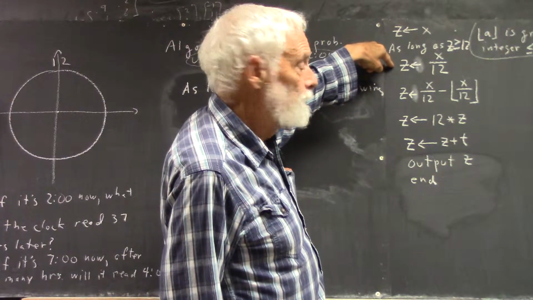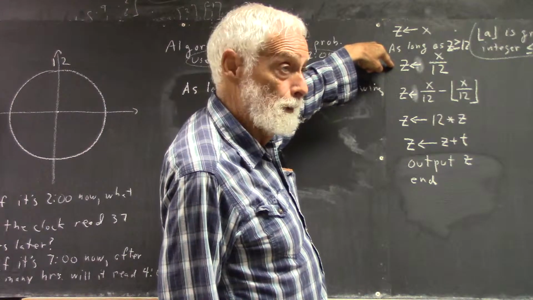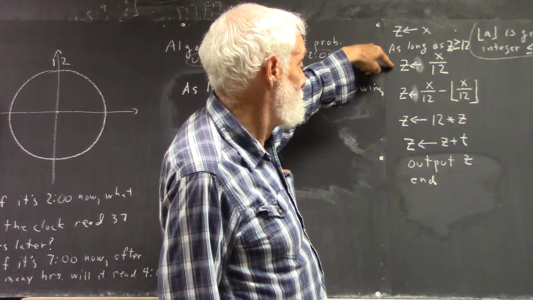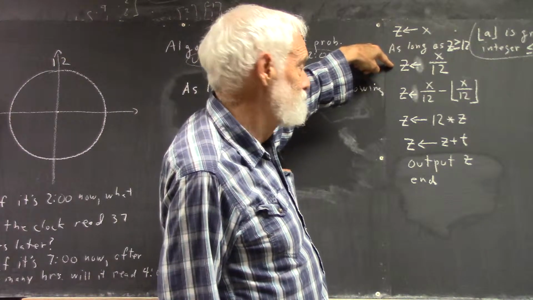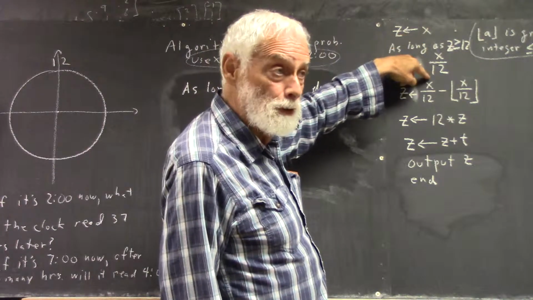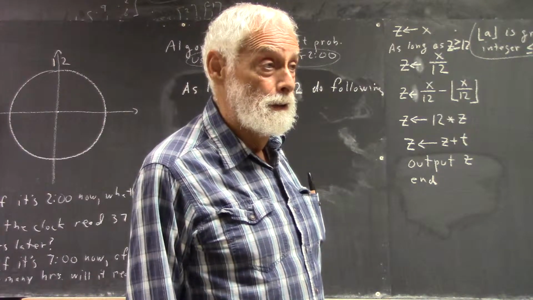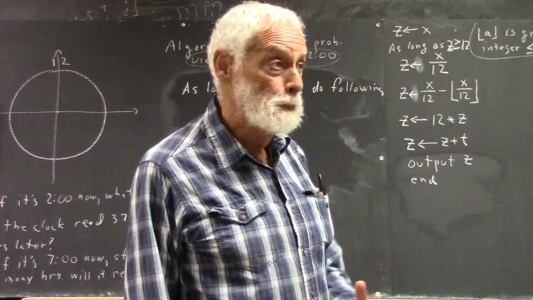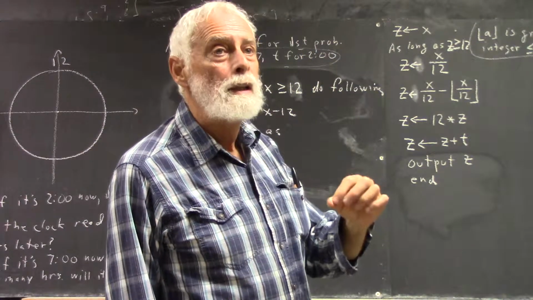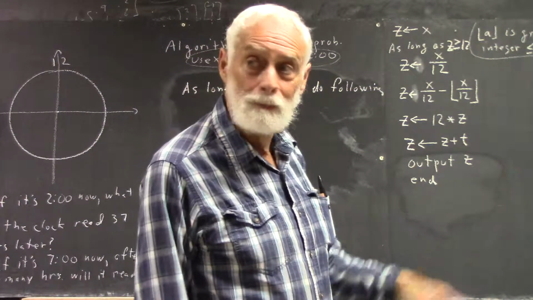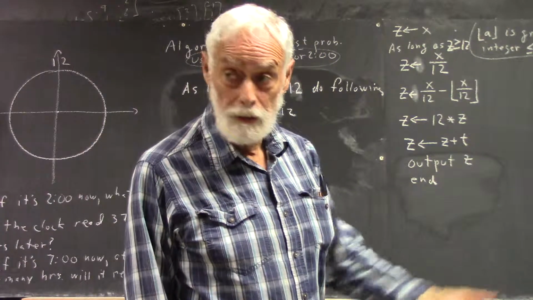Z is replaced by x over 12. What's x over 12? 37 divided by 12 is what? It's 3 and 1/12. We don't do decimals. We do fractions because we're dealing with integers.